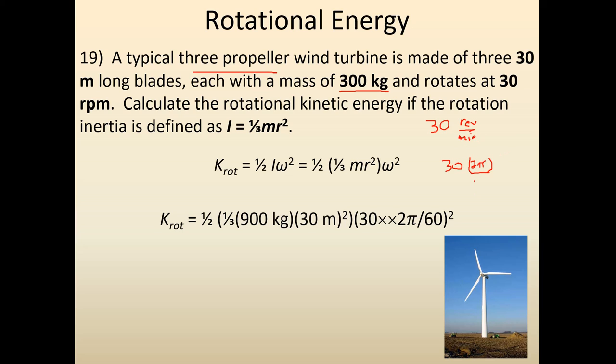And then minutes, well, there are 60 seconds in a minute, so I replace minute with 60 seconds, and I end up getting 30 times 2 pi divided by 60 seconds. So that's the easy way of doing the conversion, but there's a bunch of other different ways you could do it. It's whatever floats your boat. But when you do this, you end up getting 1.33 times 10 to the 6 joules.